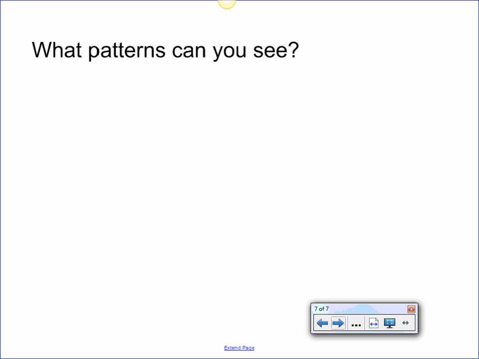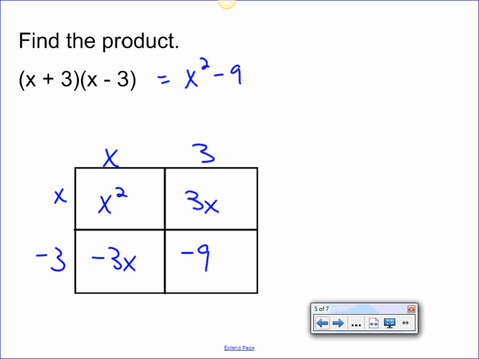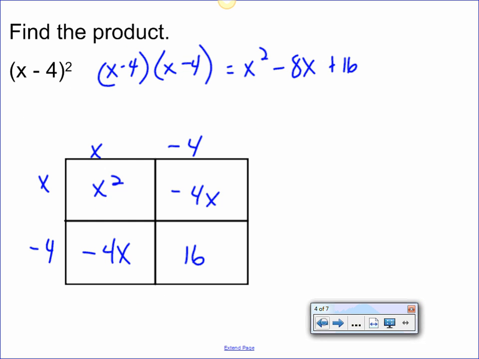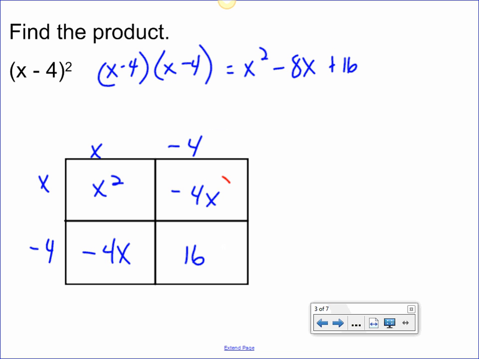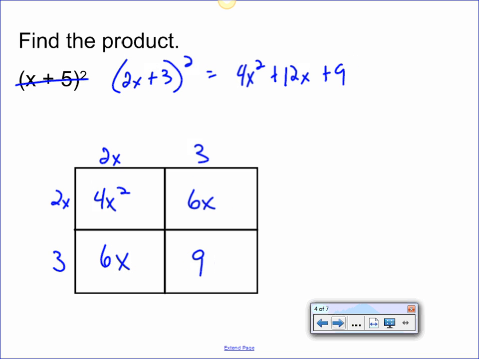Okay, so the next thing, we got a question. The question is, what patterns do you see? So first of all, let's look back at the squares. If we square something, was there a pattern? And hopefully we can see that these two terms here are identical. Each time we do that, if we take and we square a binomial, these two terms end up being identical. Okay, so that's the first thing that we should look for.